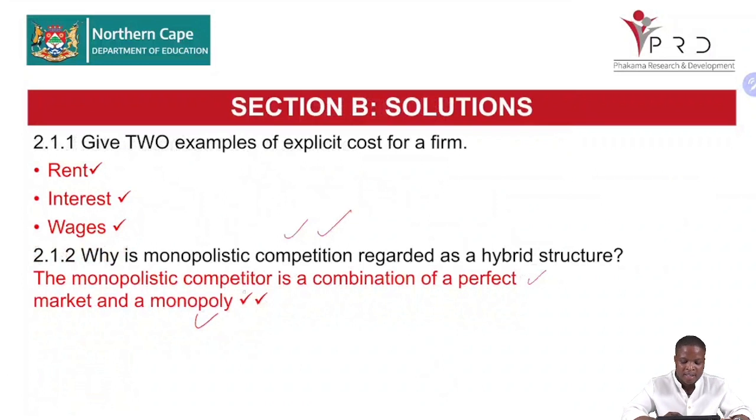You may mention that both their demand curves, monopolistic and monopoly, are downward sloping. You may mention that they are both price makers. You may mention that monopolistic and perfect market, there are too many in the market. You may mention that they make a normal profit in the long run. That's if you are asked for 8 marks, but here it was only 2 marks. So you can just say that monopolistic has the characteristics of both a perfect market and a monopoly.